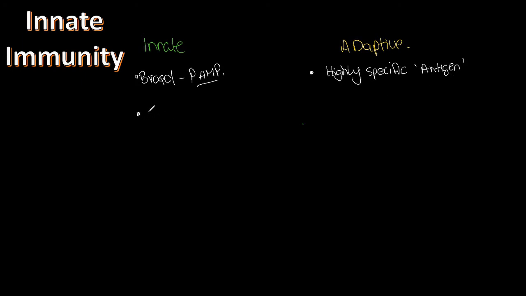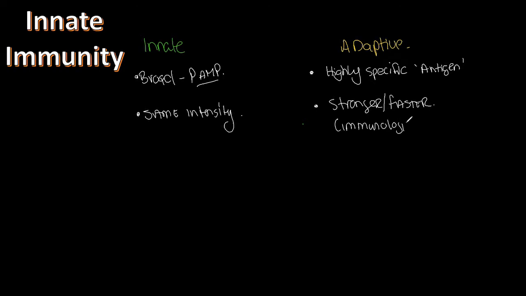Our innate system typically responds in the same way with the same intensity each time. Whereas our adaptive immunity itself gets stronger and typically faster with each reinfection. We call this immunological memory, and this is actually part of our primary and even secondary responses.